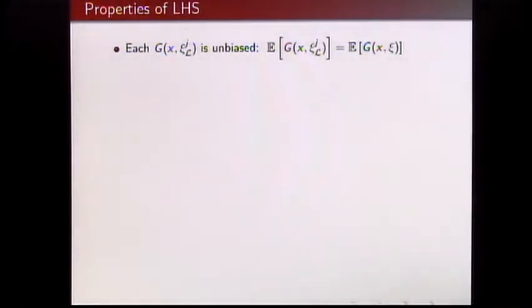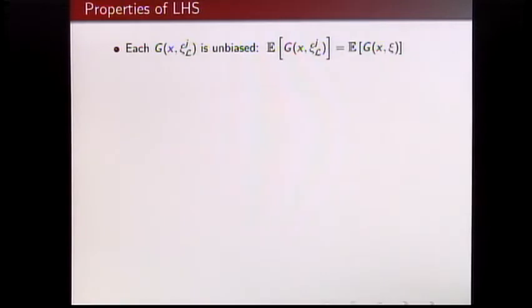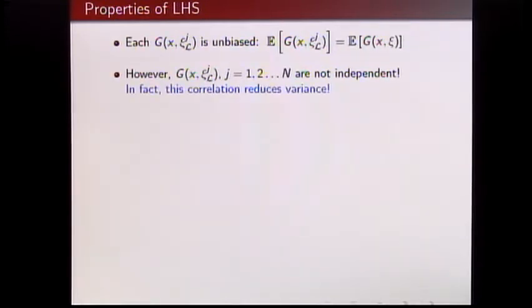So some properties. Once I do this, each one of these points is going to be unbiased, all right? Why? Because I generated them uniformly, but then I also scrambled them randomly. So in the end, if I take any one of these points, they're all going to be unbiased. So I have that property. But obviously, each one of these points is not independent anymore, unlike random sampling, because I created them in a dependent way. So actually, this correlation decreases the variance.